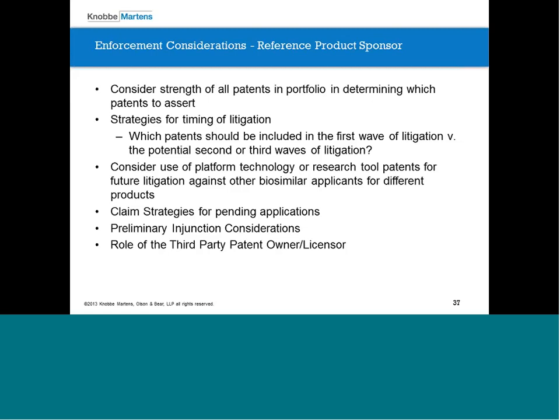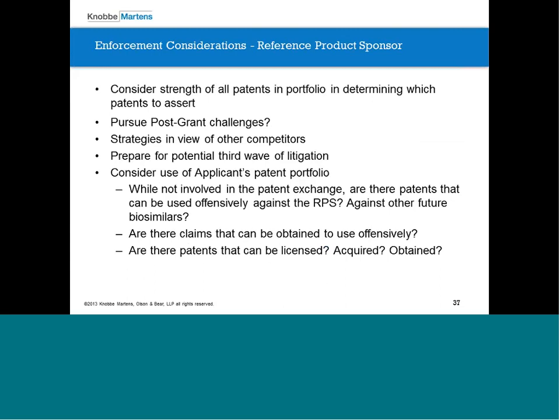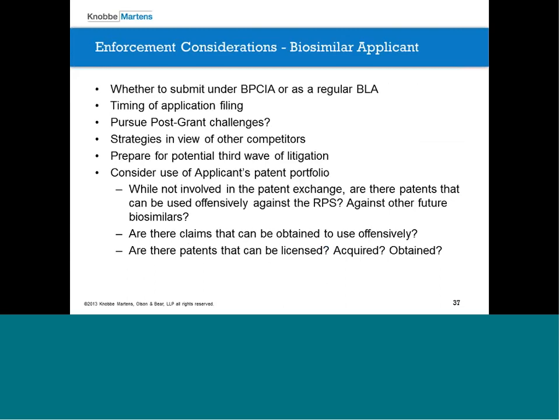So I'm going to turn this over to Sheila to look at this from the applicant's point of view. So in terms of enforcement considerations on the side of the biosimilar applicant, one of the biggest decisions is to decide whether you want to take advantage of this abbreviated approval pathway with its disclosure and exchange requirements, or perhaps just file a regular biologics license application and avoid the pathway completely. So that's kind of an initial decision for the applicant to make, and consider what sort of clinical data and others are required to proceed on the two different pathways.